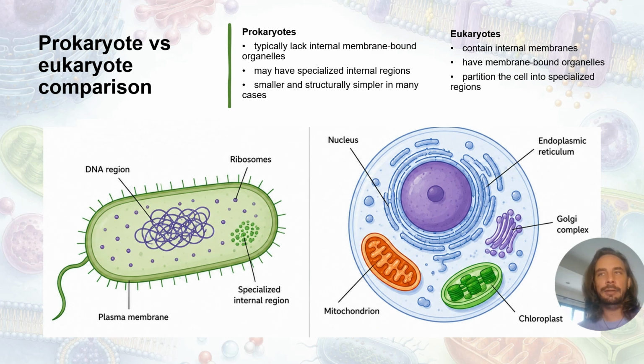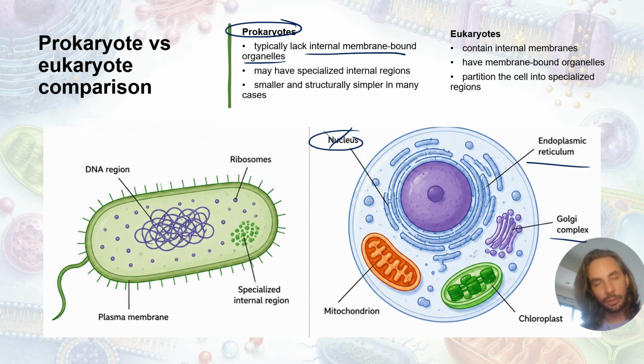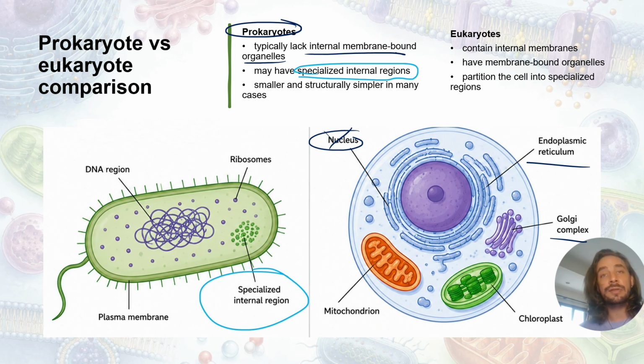Let's look at a visual comparison now that we have both here. So prokaryotes. Prokaryotes lack internal membrane organelles. Okay, so they don't have things like a nucleus or the endoplasmic reticulum or the Golgi complex. They don't have these internal membrane-bound organelles. But what they may have are specialized internal regions where certain chemical or metabolic activity happens.